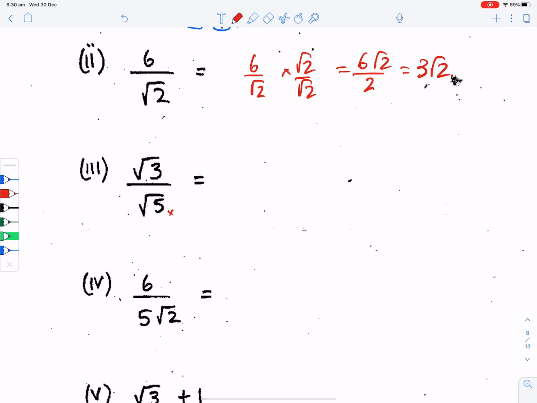Let's have a look here now. We're going to times the bottom by root 5 and the top by root 5. So you're going to end up getting root 15 over 5. And that's now complete.